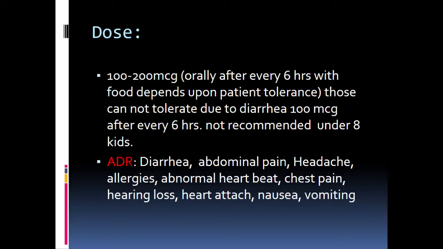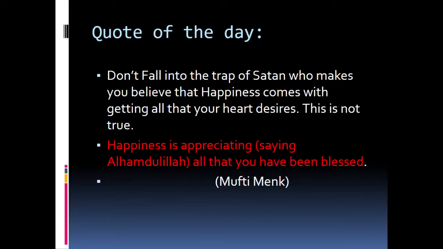The most common or major adverse effect is diarrhea. The others are abdominal pain, headache, abnormal heartbeat, chest pain, hearing loss, heart attack, nausea and vomiting.